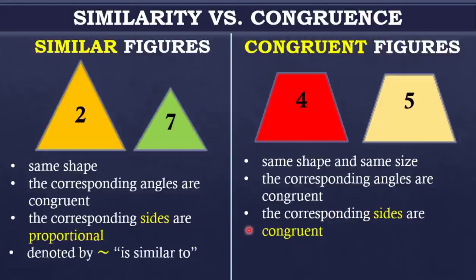And similar figure is denoted by this symbol. So, this is read as similar to. While for congruent figures, we are using this symbol. And this is read as is congruent to. Okay? So, yun po ang difference. Ang side po nito, proportional. Dito po sa congruent figures, the sides are congruent. And then, ang symbol po, pag similarity, ito na po, yung parang alon, while for congruent, we have this.